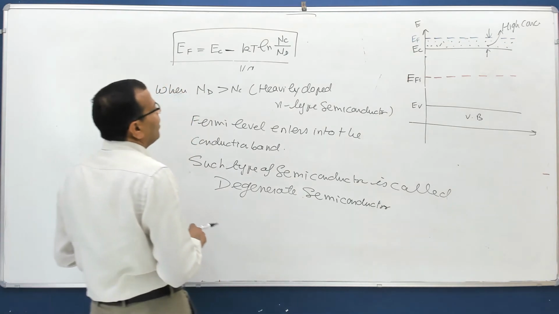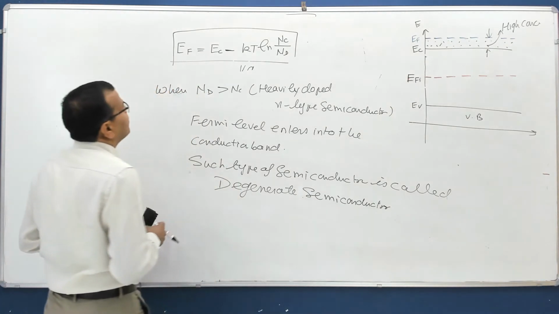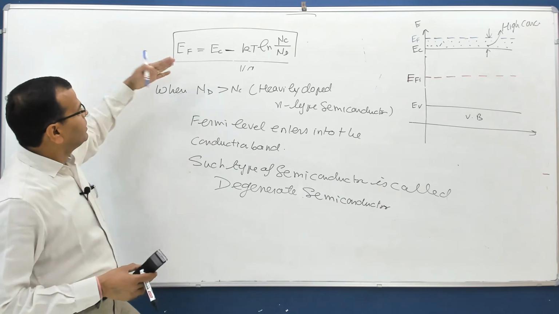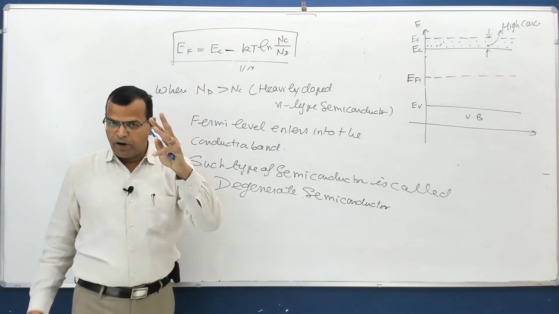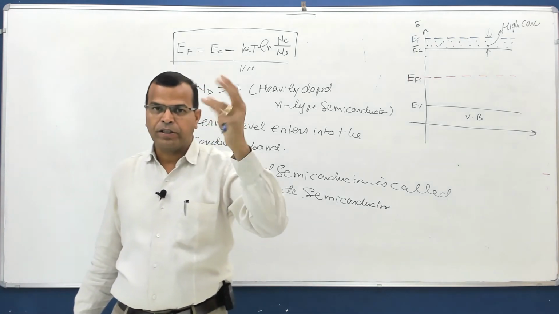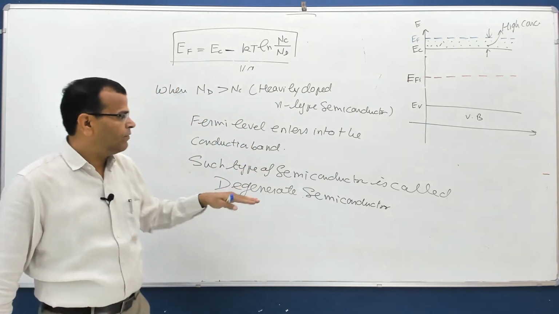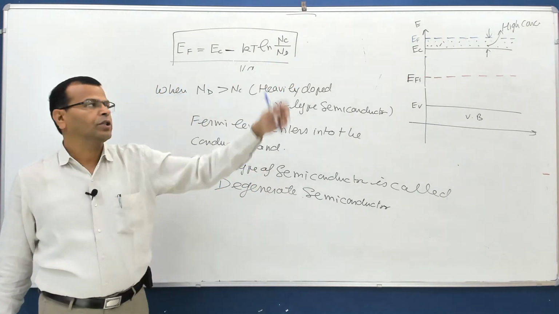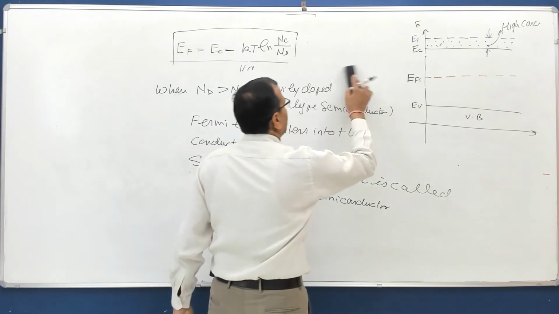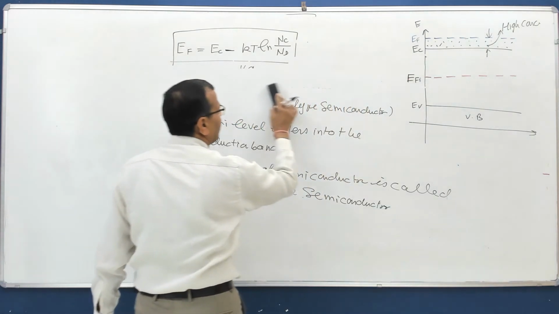So now there are two important concepts. You should remember this. Till now we have discussed the effect of temperature, the effect of concentration, and then the degenerate mode when the Fermi level enters into the conduction band. So now let us see the shift in the Fermi level.